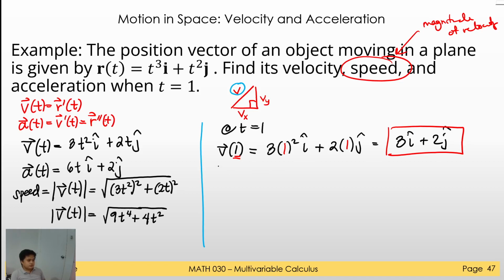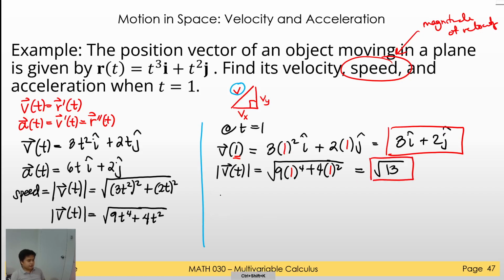For the speed, we have the length only, which is equal to this. The square root of 9 times 1 to the 4th plus 4 times 1 squared. This is equal to 9 plus 4, square root of 13. Now for your acceleration vector, there should be 1, so substitute the 1 here. We have 6 times 1 plus 2j. This will be equal to 6i hat plus 2j.